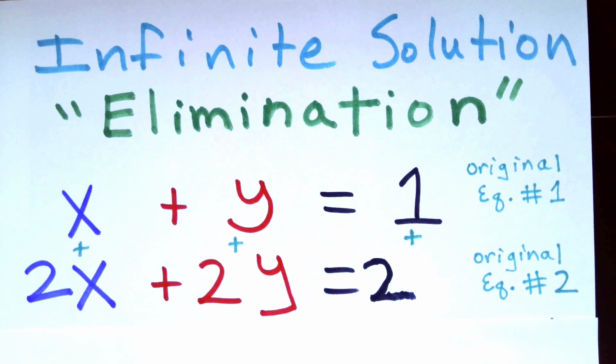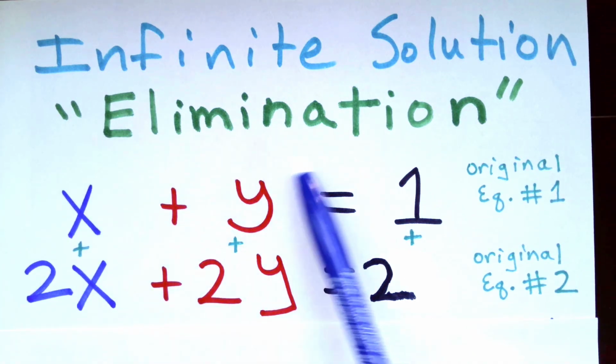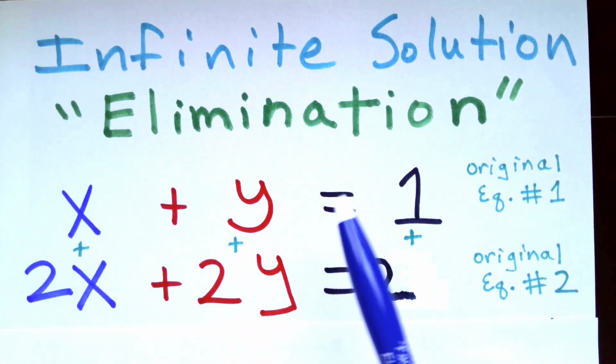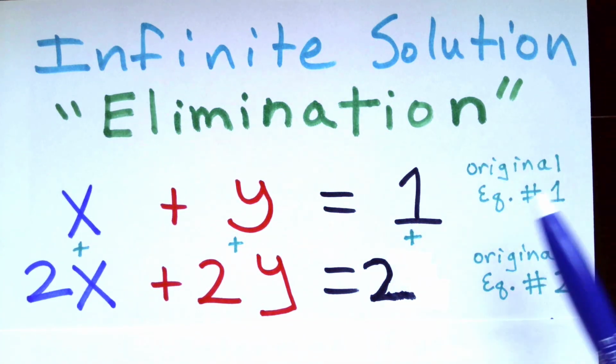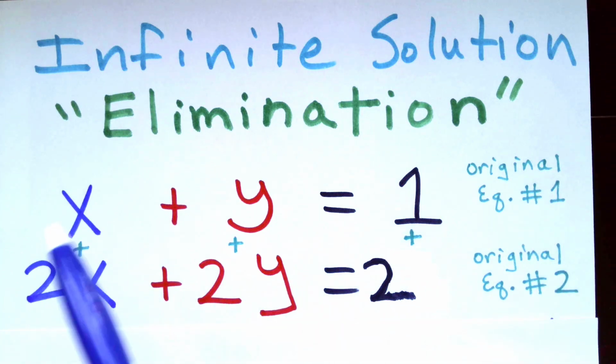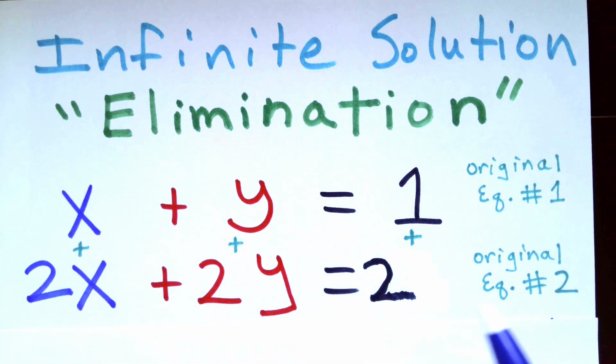This is part 28 in discussing infinite solution system of equations. And last time we did substitution, now we're going to do system of equation elimination. I'd like to show you what the infinite solution is going to look like. So here we've got original equation number 1, x plus y equals 1, and the original equation number 2, 2x plus 2y equals 2. Now, these are the same equations that we did substitution with.